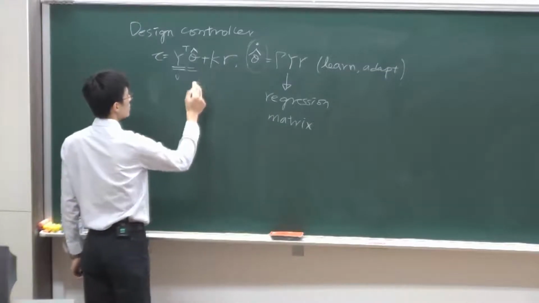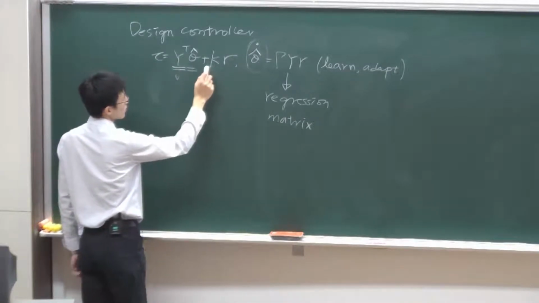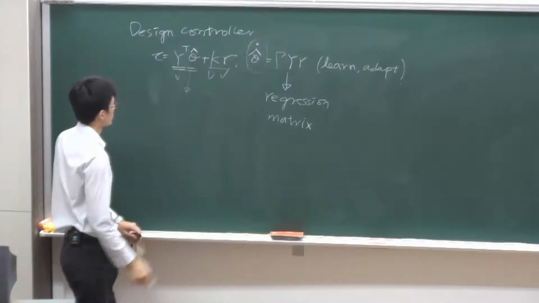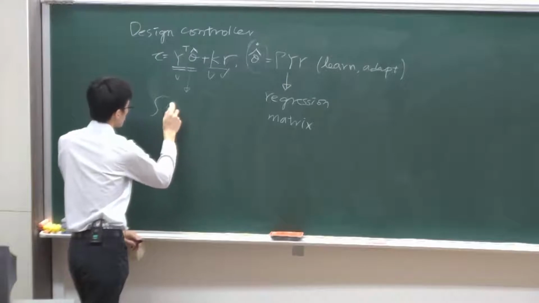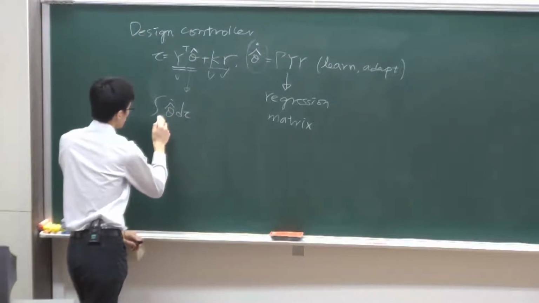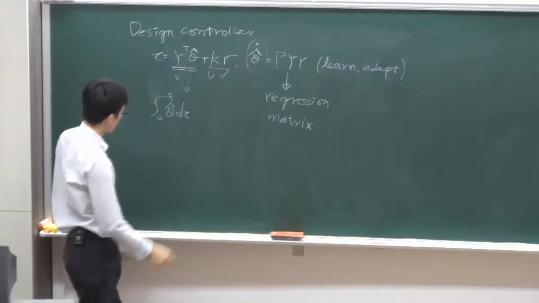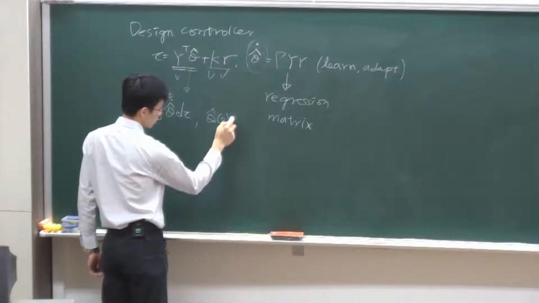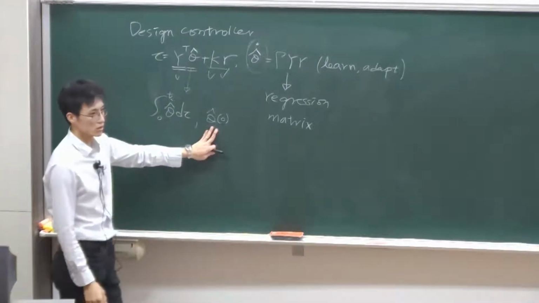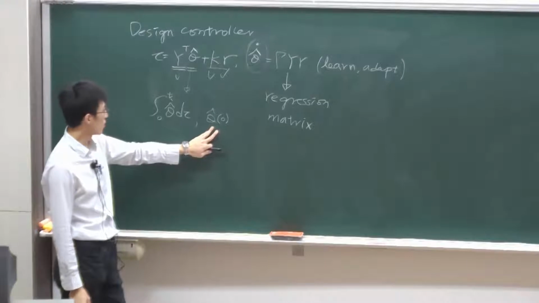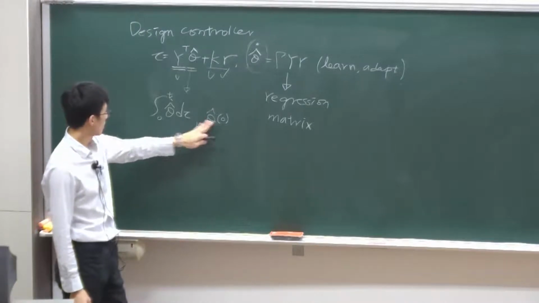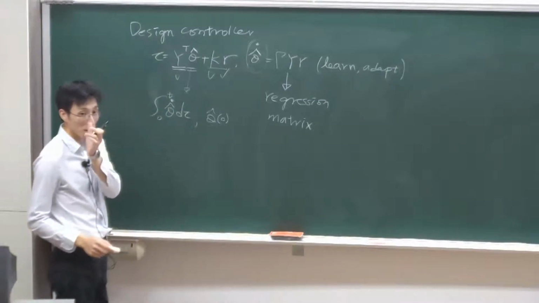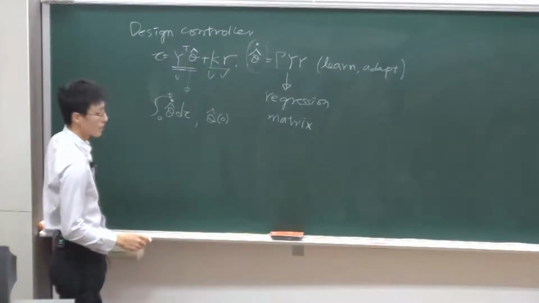So in your controller you implement this and this. Everything is known, right? But here we need to do one more step, which is you need to integrate this from 0 to t, given any initial conditions. And this is the user's choice. You can put whatever initial condition you want and integrate this.